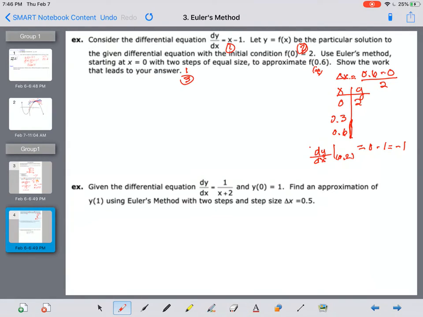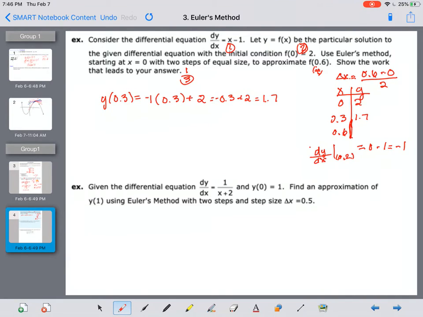Then we're going to use that to find the tangent line and use that to approximate the next point, so our first step. So our y of 0.3 is going to be our slope, which happens to be negative 1, times our change of x, which is 0.3, plus our current y value, or our old y value, which happens to be 2. And we're just going to calculate what that is. So we get negative 0.3 plus 2, which gives us 1.7. So this right here is 1.7.